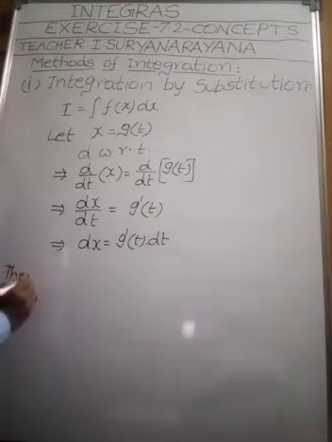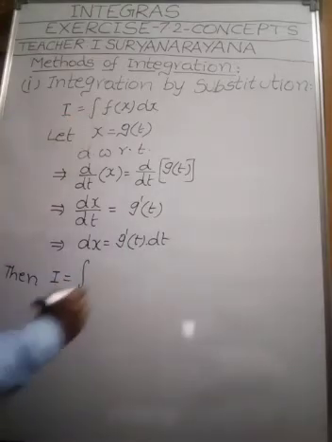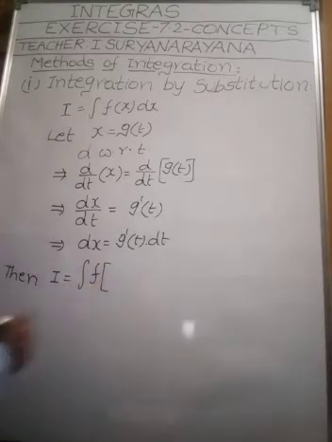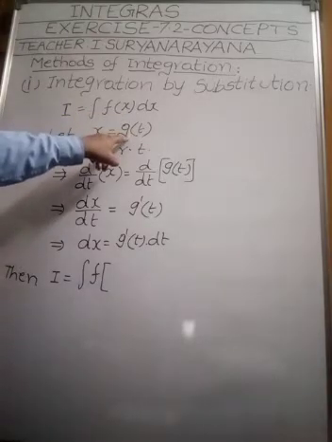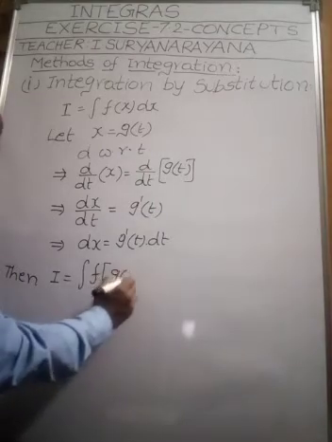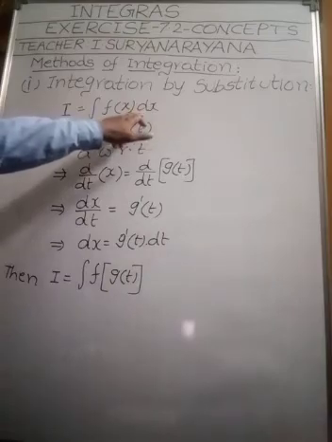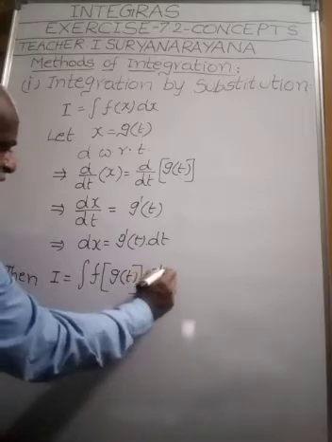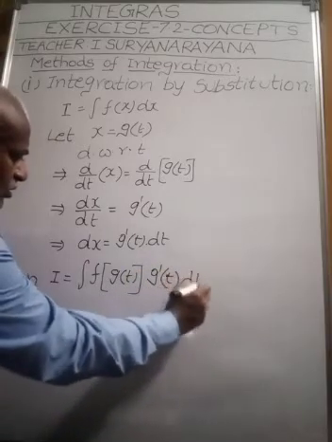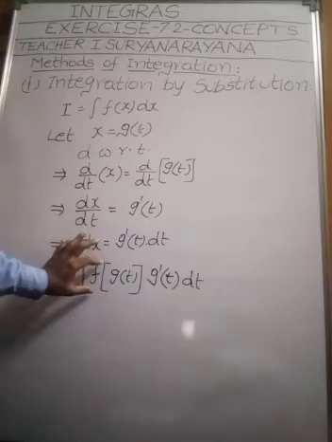Then I is equal to integral f of x, which is taken as g of t, f of g of t. Next, what is there here? dx. What is the value of dx here? g dash of t dt. So we converted the given function into some standard form.